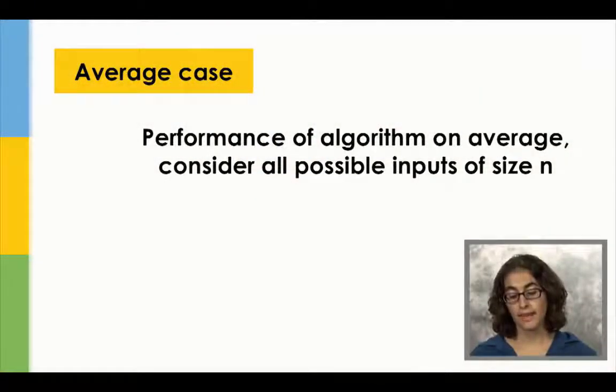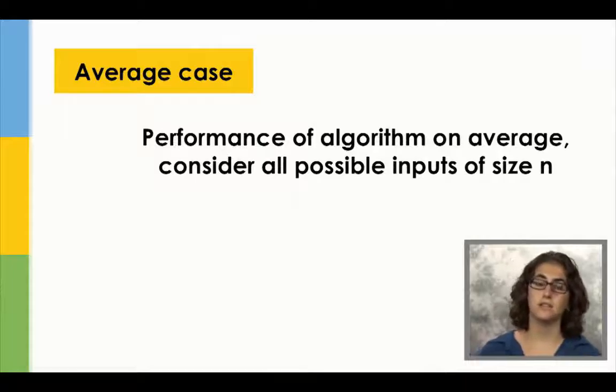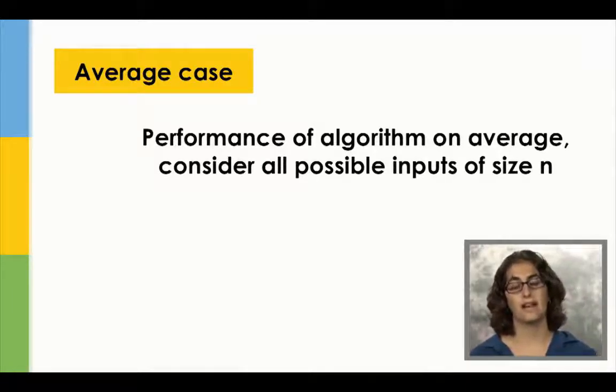Now we've understood the extremes. Thing is that in real life, we don't usually live in the extremes. We often live somewhere in that messy middle. And so we also have a notion of average case performance. And with average case analysis, what we'd like to do is get a sense of the performance of the algorithm on average if we consider all possible inputs of size n.